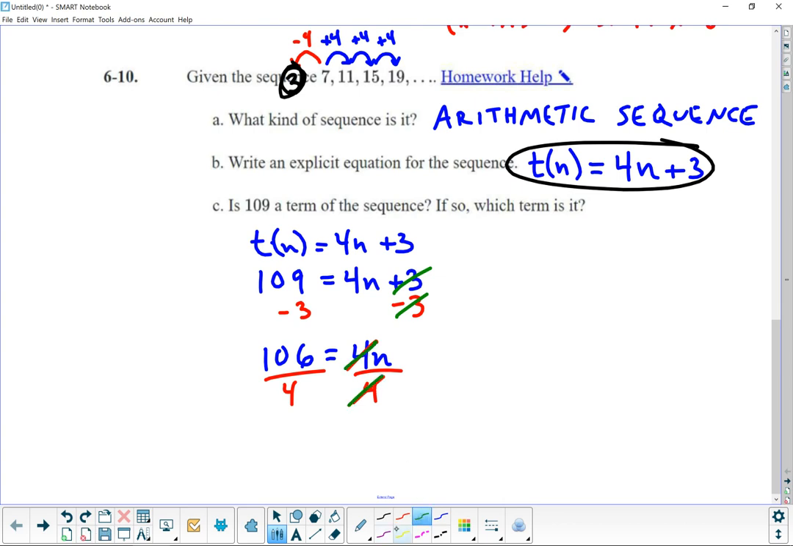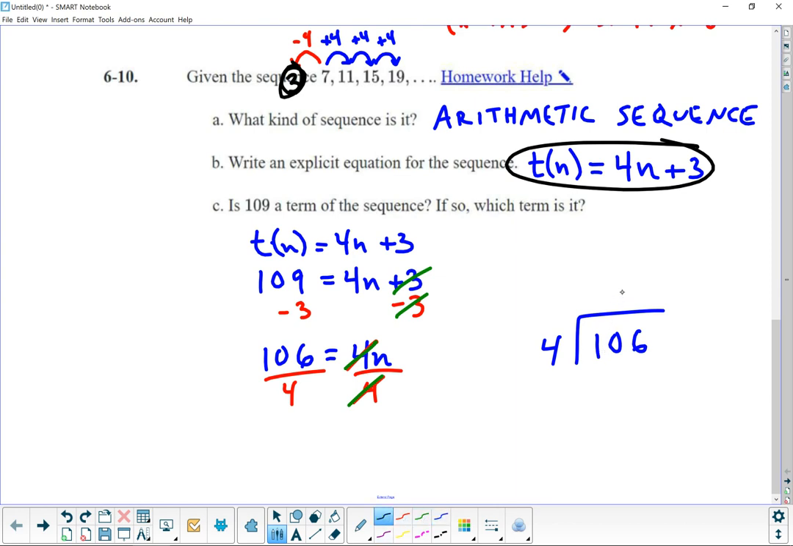Okay, so 106 divided by 4. If you can divide it, then that means that it is a term in the sequence. If you cannot divide it, then that means that 109 is not a term in the sequence. So 106 divided by 4.